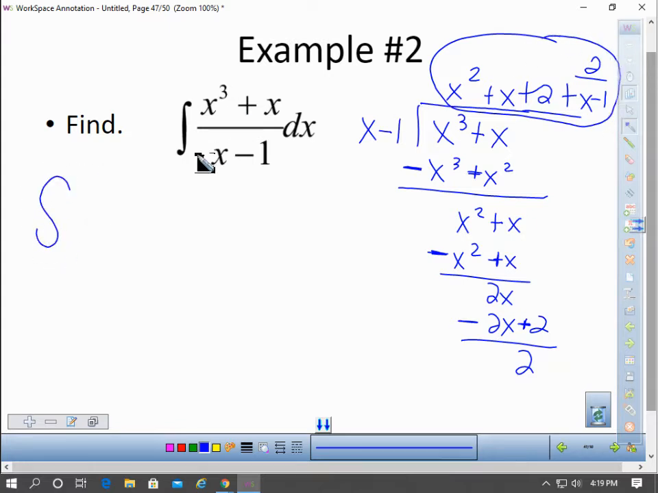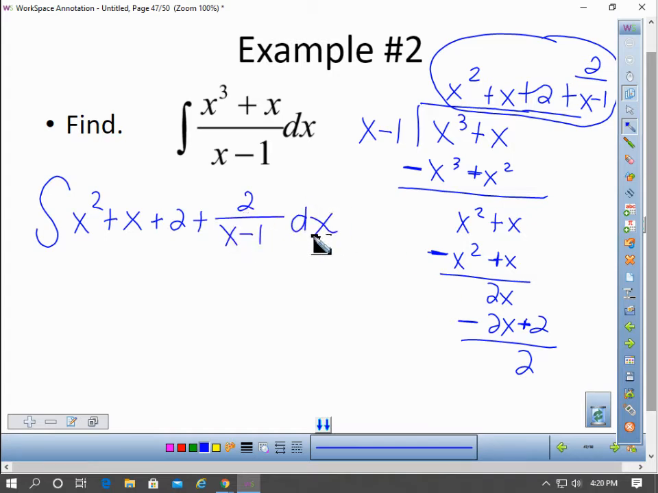So what you're going to do is replace this problem with the long division's quotient. So this is x squared plus x plus 2 divided by x minus 1 dx. So I've just replaced the original problem with the quotient answer, using the remainder divided by the divisor. Replace that function with that answer.